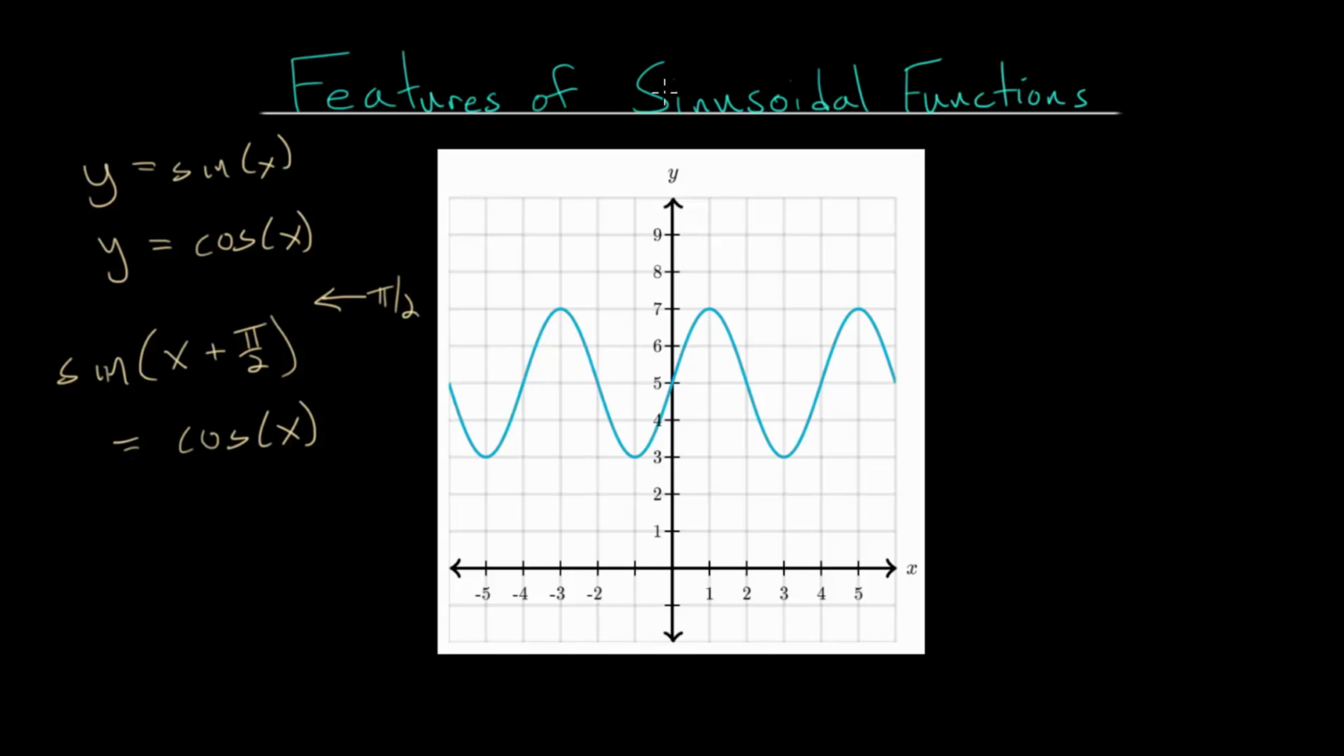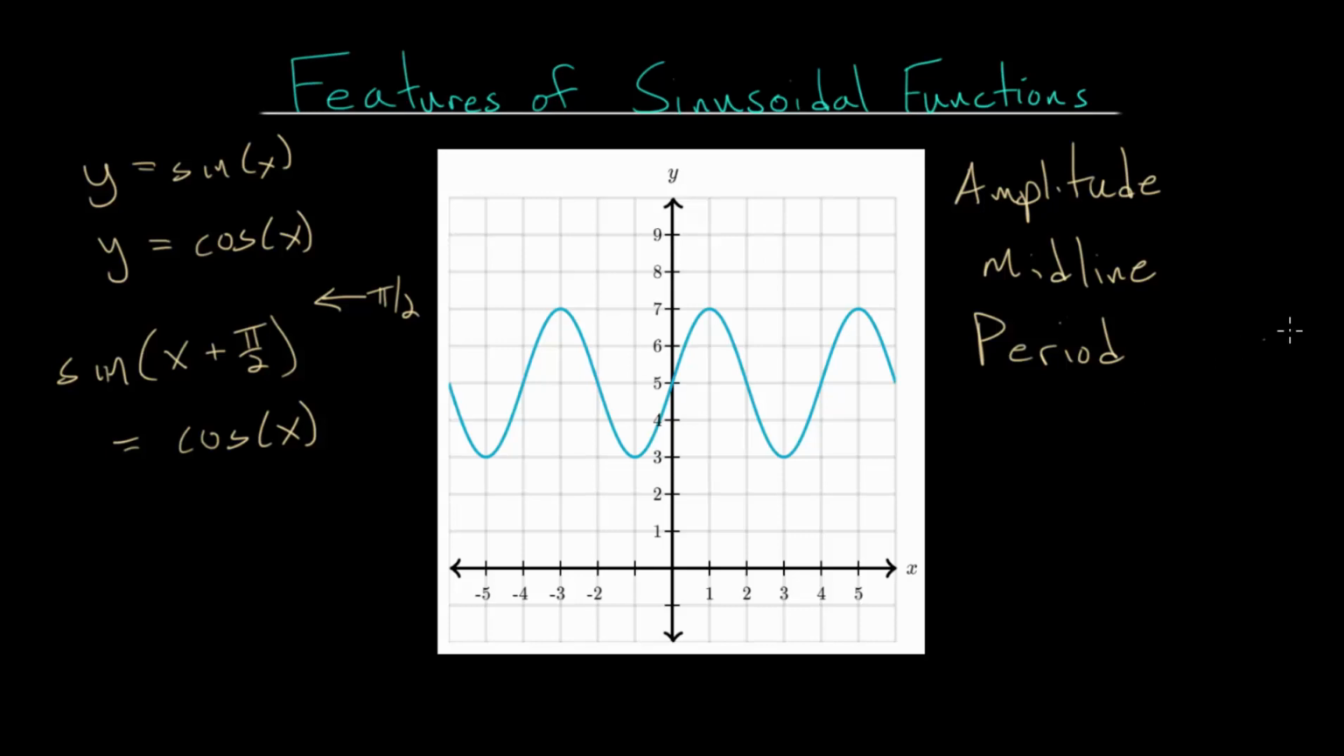So both of these are called sinusoidal functions since in some sense they are the same function, just shifted versions of each other. And the main features of these functions that we want to consider are the function's amplitude, the midline of the function, and the period of the function.